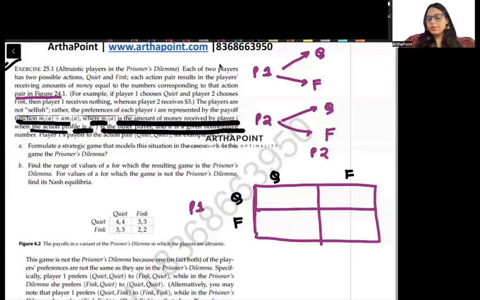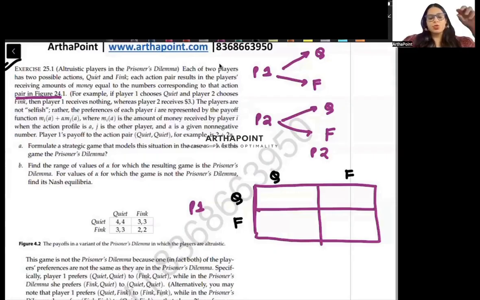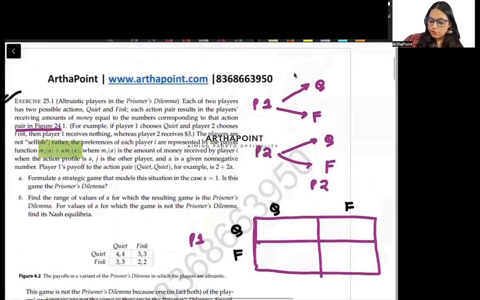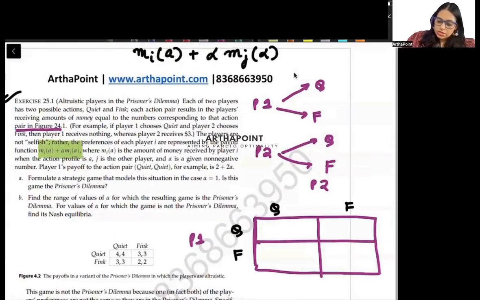So now he said that any player is getting utility from the payoff from the money of the other player. You see this payoff function, look at this payoff function once. So the payoff function that we have here is this. This is the payoff of player i.